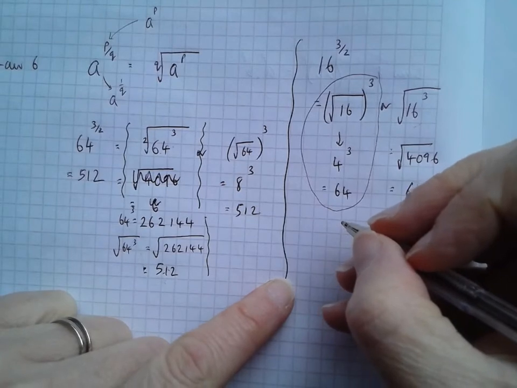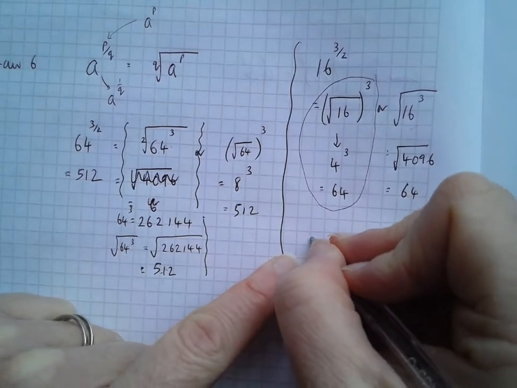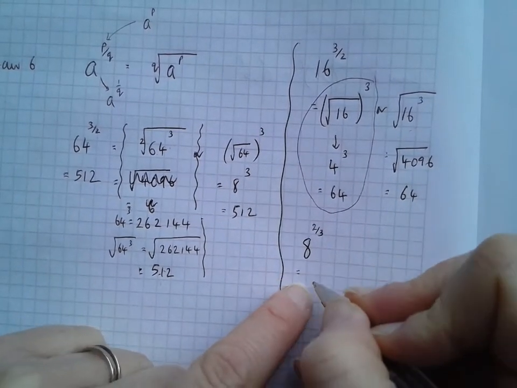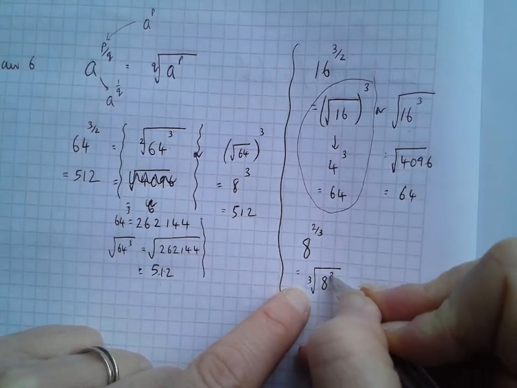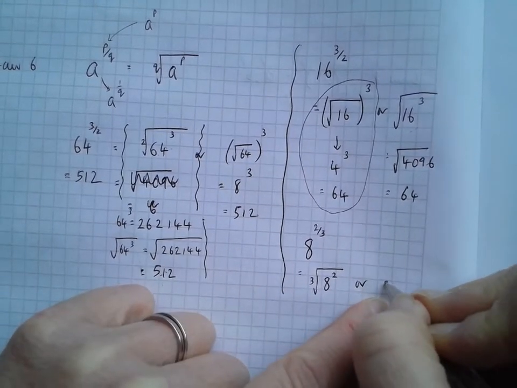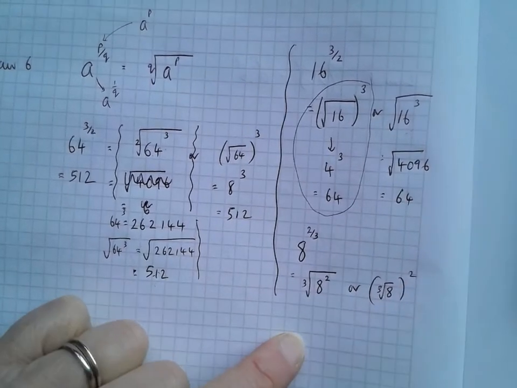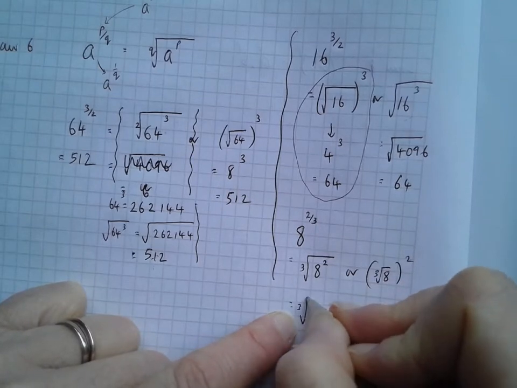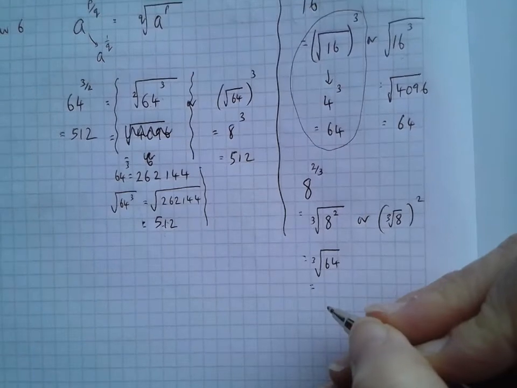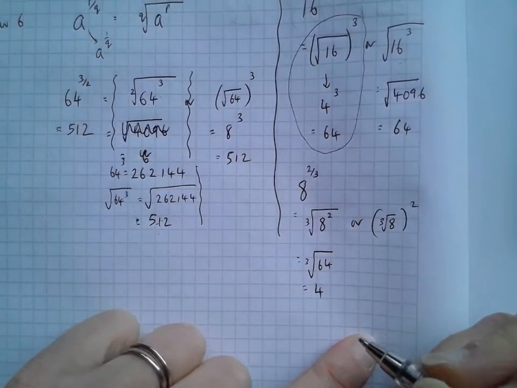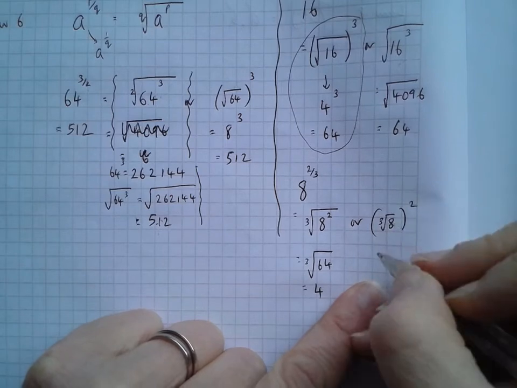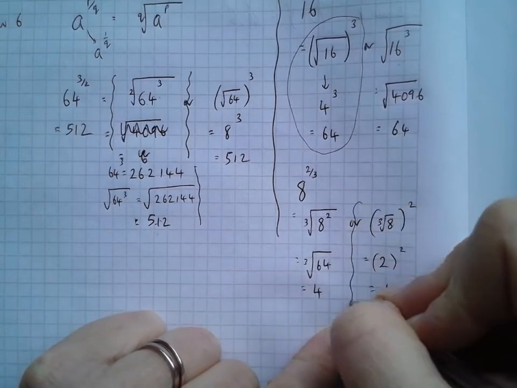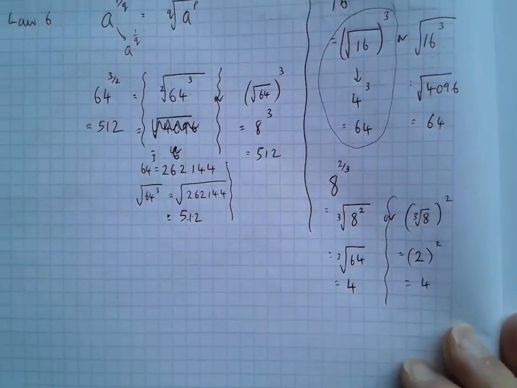Let's find another question here. 8 to the power of 2 over 3. Well, that's going to be either the cube root of 8 squared, or it's going to be the cube root of 8 and then square it. So the cube root of 8 squared, this one's not too bad actually, because I do know that 8 squared is 64, and I know that the cube root of 64 is 4, so I can manage that. This one though might be easier. The cube root of 8 is 2, and 2 squared is 4. So either way I end up with the same answer. Different ways of unpacking the same question.